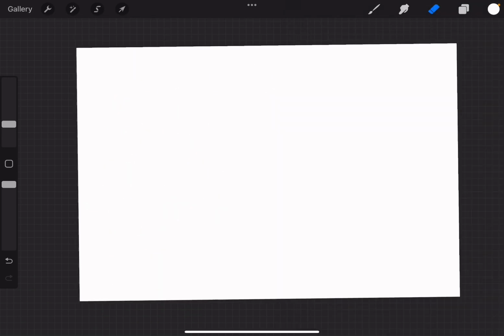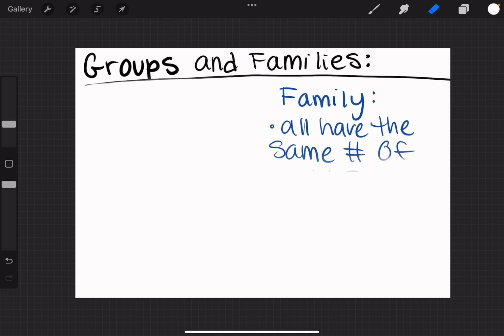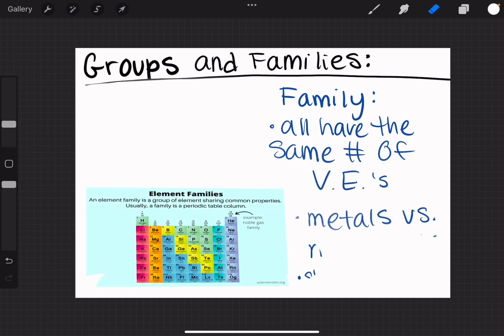Then we have families, which all have the same number of valence electrons, and they're mainly metals versus nonmetals, and they all share similarities, which makes them a family.